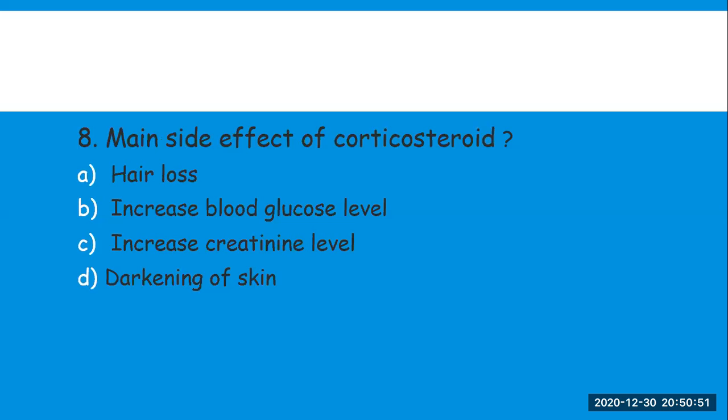Eighth question. Main side effect of corticosteroid drug. A, hair loss; B, increased blood glucose level; C, increased creatinine level; and D, darkening of skin. So it is a very important question. We all know that the main side effect of corticosteroid is increased blood glucose level.